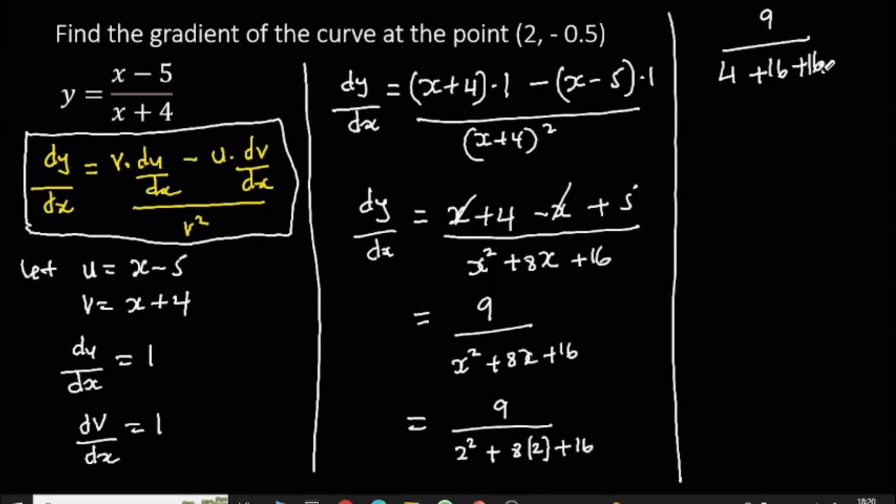From there it is just simplification again. That is going to be 9 over 4 plus 16 is 20, 20 plus 16 is 36. After that, you just simplify. So you can divide by 9: 9 divided by 9 is 1, and 36 divided by 9 is 4. Therefore, the gradient of this function at the coordinate point (2, -0.5) is going to be a quarter.